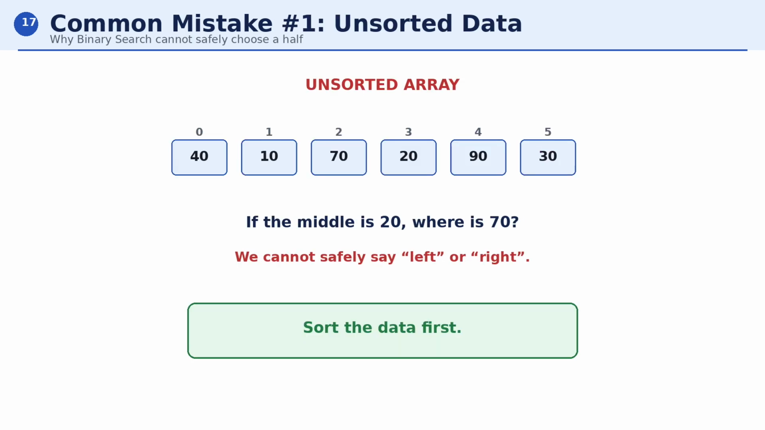Let's discuss some common mistakes. The first mistake is trying to use binary search on unsorted data. For example, 40, 10, 70, 20, 90, 30. That is our array. We cannot simply look at the middle and eliminate half. Why? Because the elements are not ordered. We don't know where the target could be. So before using binary search, always ask, is my data sorted? If not, either sort it first if that's appropriate or use another searching strategy.